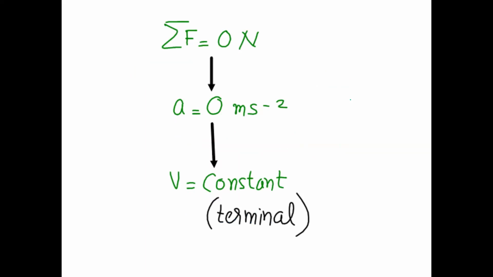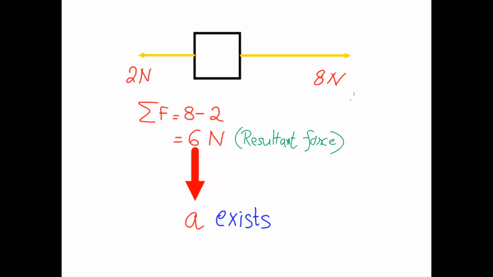So when resultant force is zero, acceleration would be zero, and velocity, the all-time famous concept, would be terminal. So now you have to copy this.